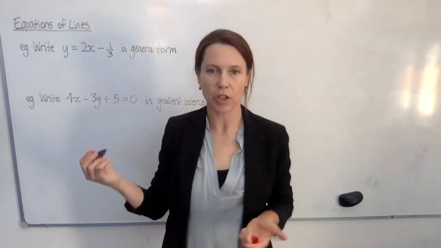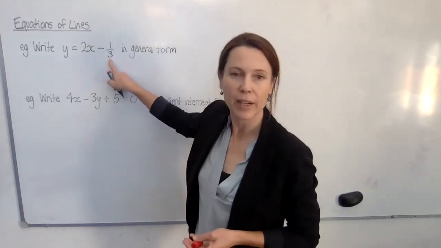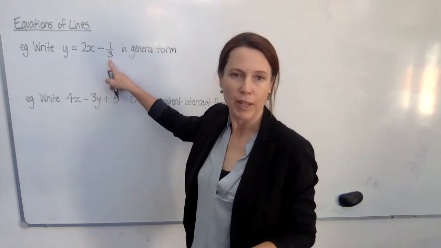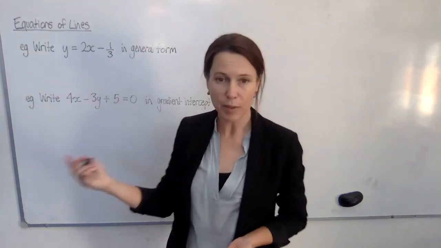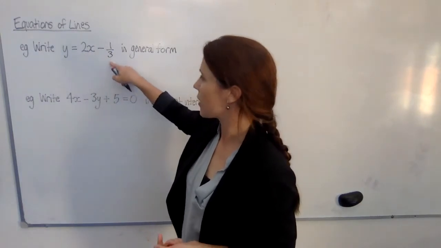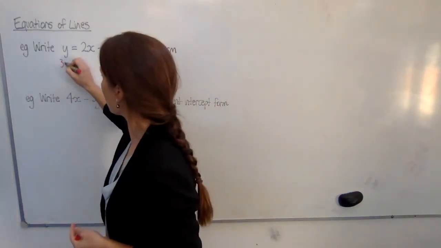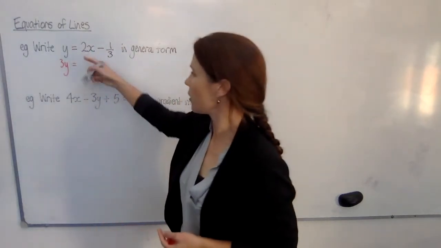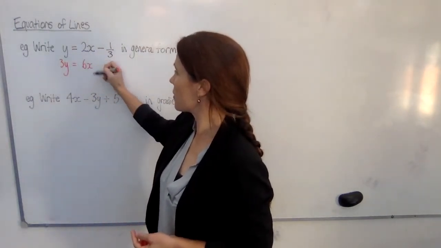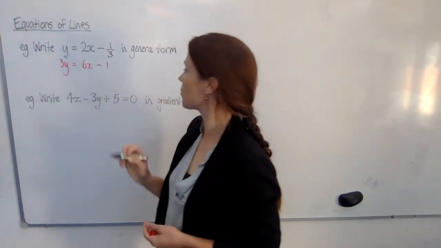Now the first thing we know general form needs to have is no fractions in it. So I've got a fraction here, and the way to get rid of thirds is multiply everything by 3. Now there's three terms in this equation: the y, the 2x, and the negative 1/3. I have to multiply all of them by 3. So that will give me 3y, 3 lots of 2x is 6x, and 3 lots of 1/3 is 1. So I have minus 1 there.